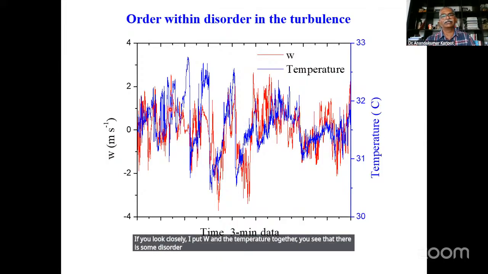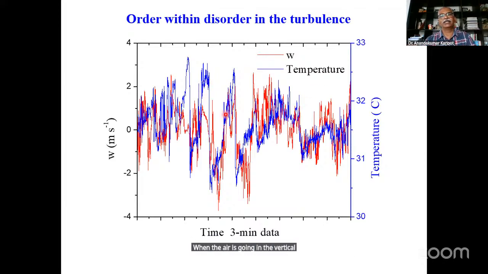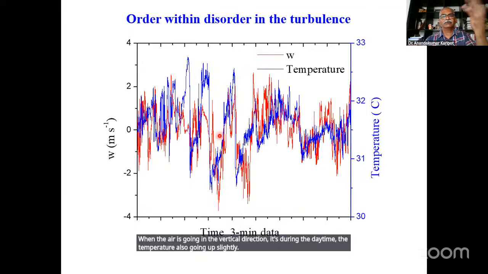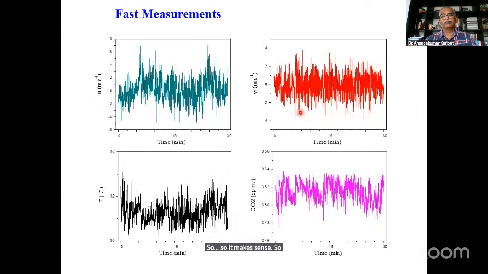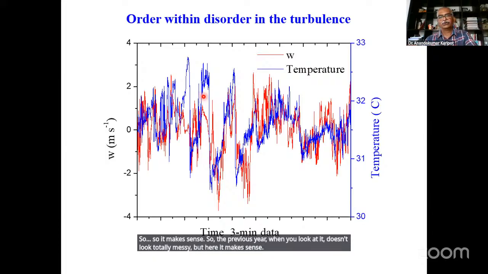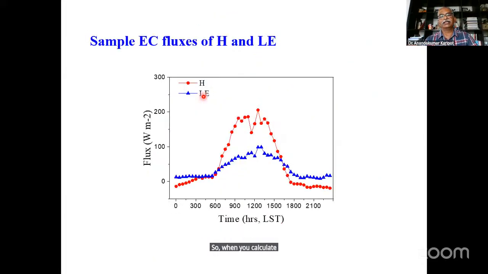It's not totally messy. When the air is going in the vertical direction during the daytime, the temperature is also going up slightly. So the lower part of the surface is warmer than the air above during daytime. So air going up takes warmer air up, so air temperature is also increasing. So it makes sense. The previous plot looks totally messy, but here it makes sense. So when you calculate the covariance, you get the fluxes.